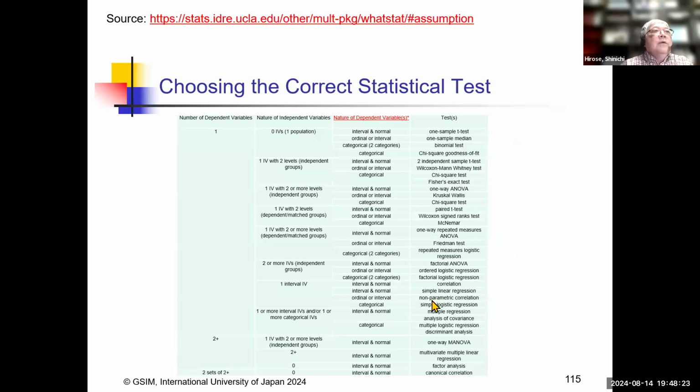And here, if you want to see the detail, you can visit the UCLA website. However, this page is the description of appropriate statistical method.